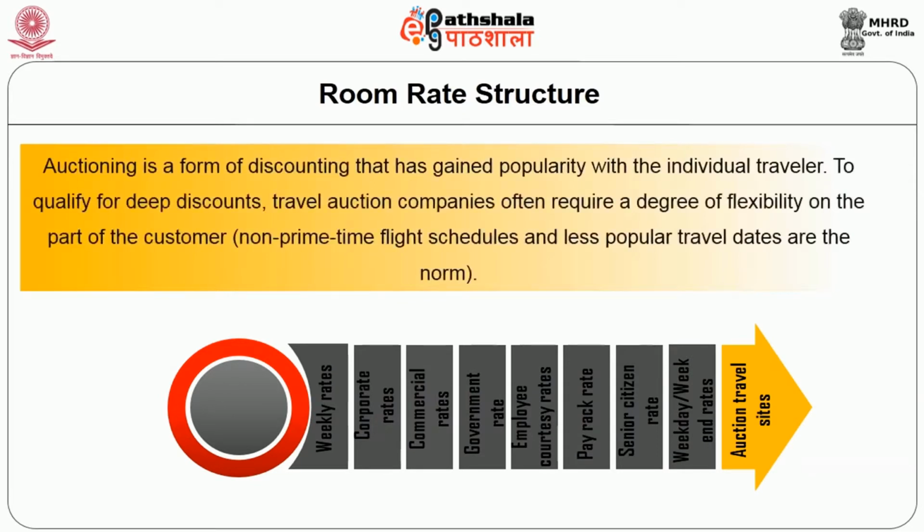Now, the auction travel sites. Auctioning is a form of discounting that has gained popularity with the individual traveler. To qualify for deep discounts, travel auction companies often require a great degree of flexibility on the part of the customer. Non-prime time flight schedules and less popular travel dates are the norm to fix these types of rates. So these are the ordinary rates that we come across in fixation of the rooms in the hotels.